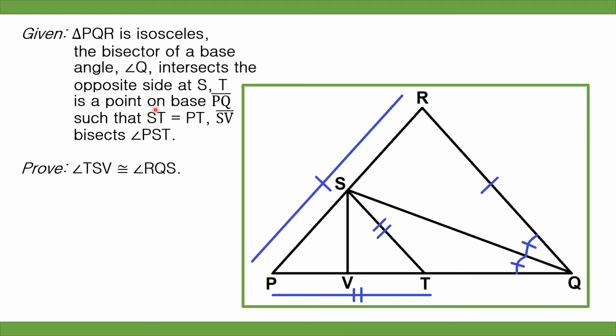T is a point on base PQ such that ST equals PT. So ST equals PT. What is the consequence of that? So as you can see, this belongs to a triangle.